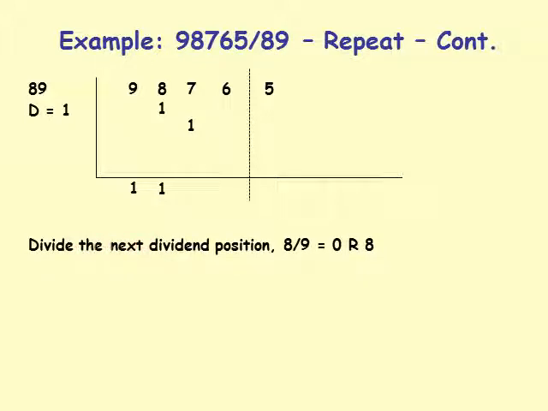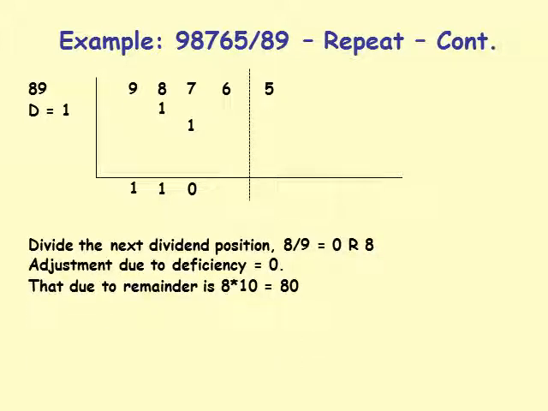Now in the next dividend position, I have 8. 8 divided by 9 is 0, remainder 8. Let's see what we do. So I get 0, 0 here, and I have a remainder of 8. Okay. So 8 is from the second division. That's a proportional. Let's continue.